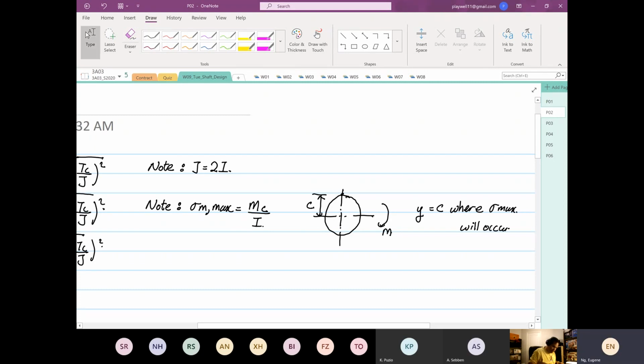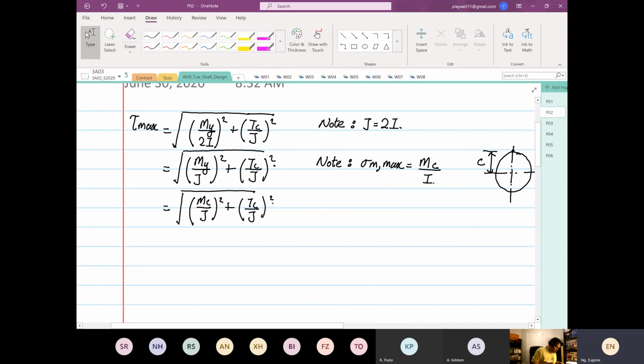Okay, so I'm going to call it c. That's why we move the equation over there. So you now have c over J equal to the square root of My squared plus Mz squared plus T squared.